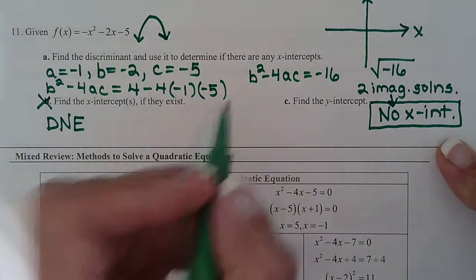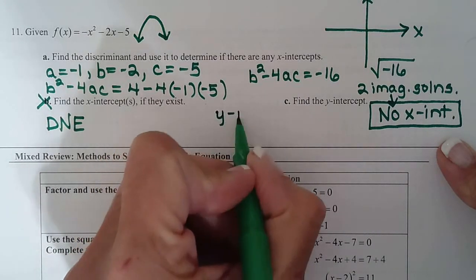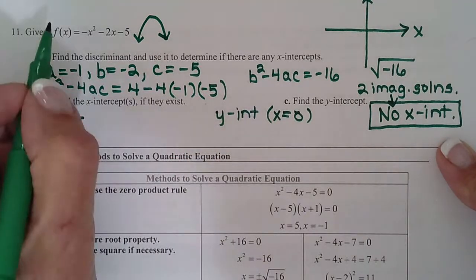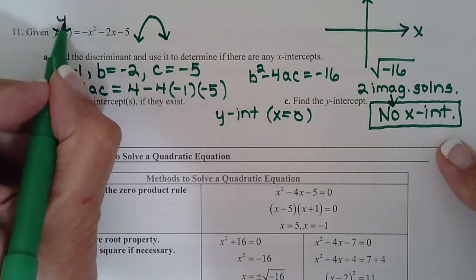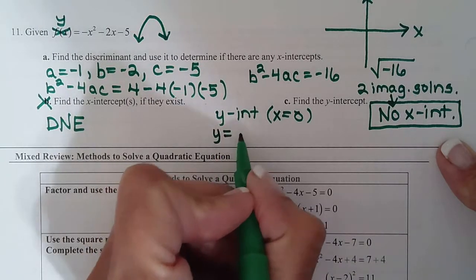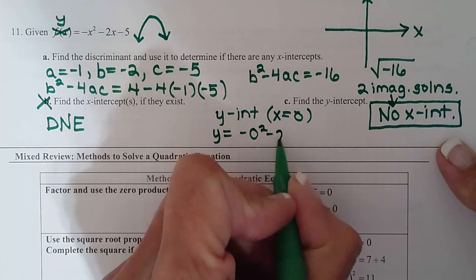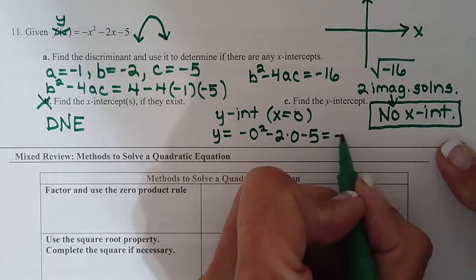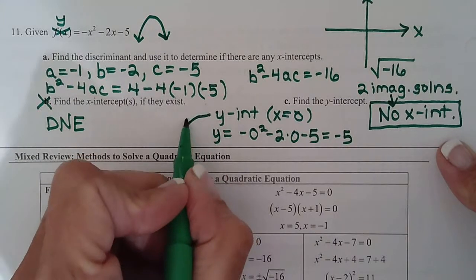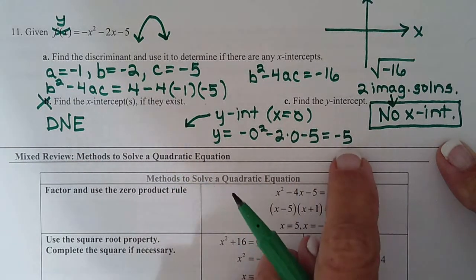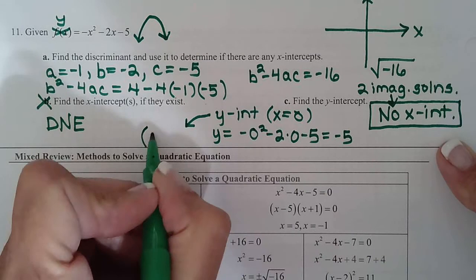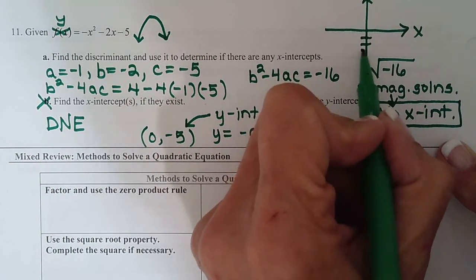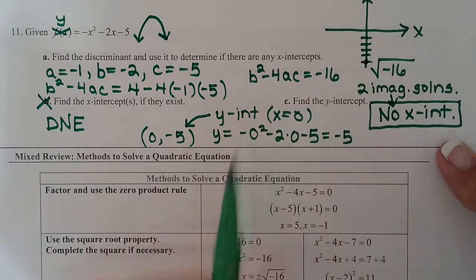So now we just have to find the y-intercept. So y-intercept, remember, means make x 0. So we go up here and say, okay, this is our y, so we're going to make x 0. So y equals -0 squared minus 2 times 0 minus 5. So 0 minus 5 is negative 5. So that would make my y-intercept x is 0, y is negative 5. So now we have a better picture of the graph. It's going to go through the y-axis at negative 5.